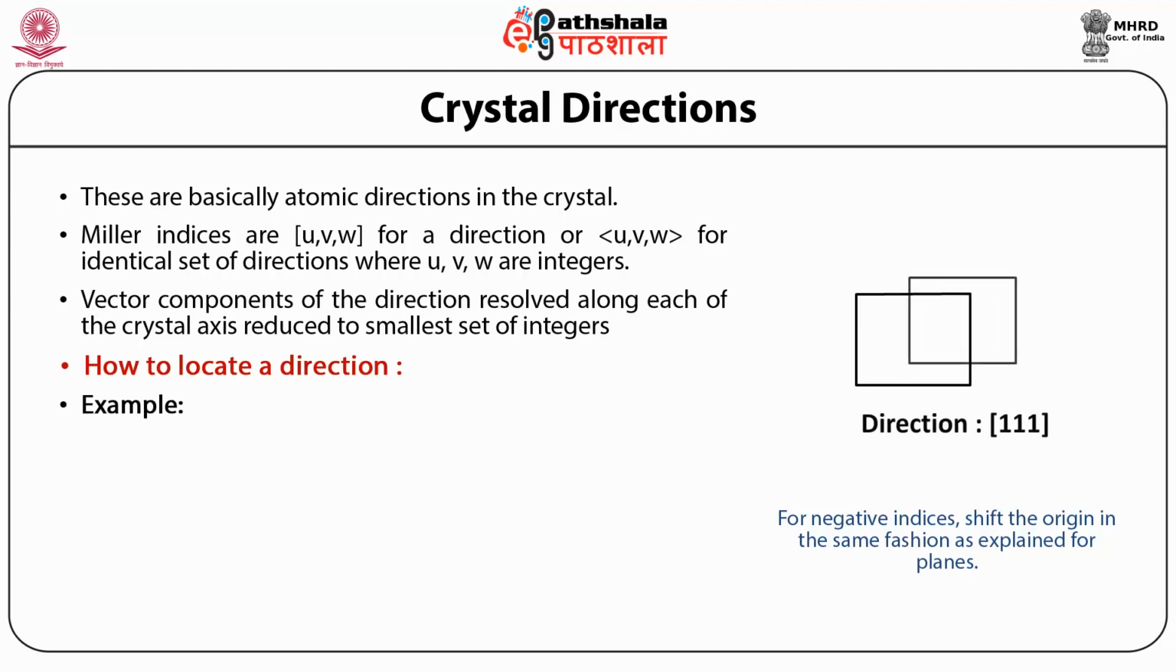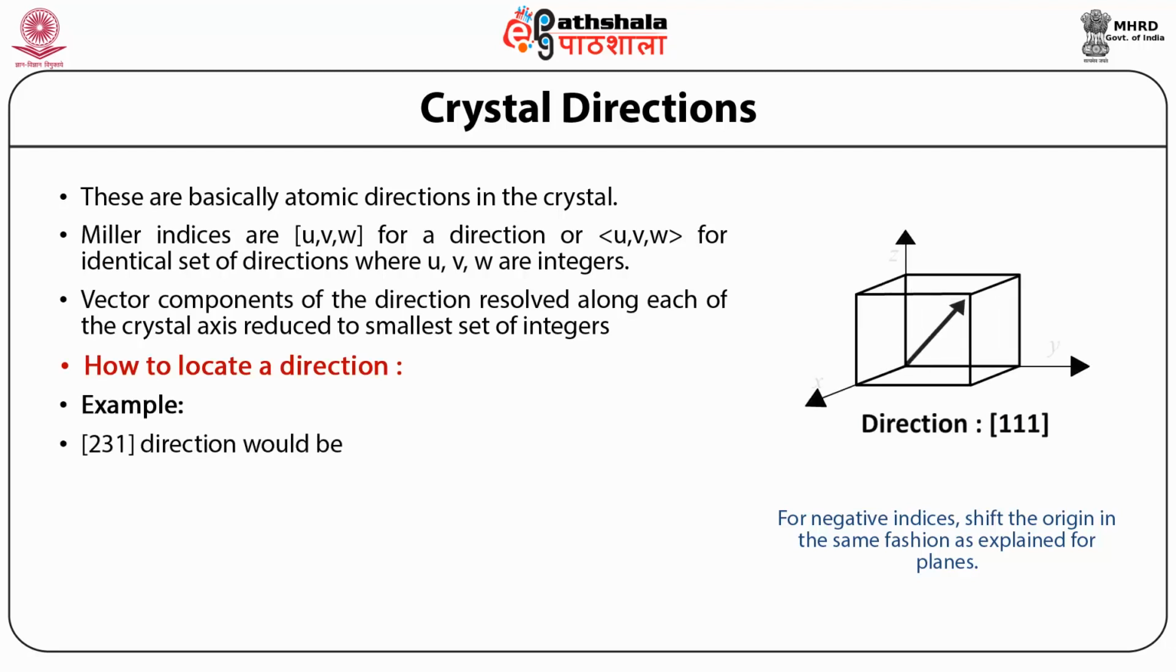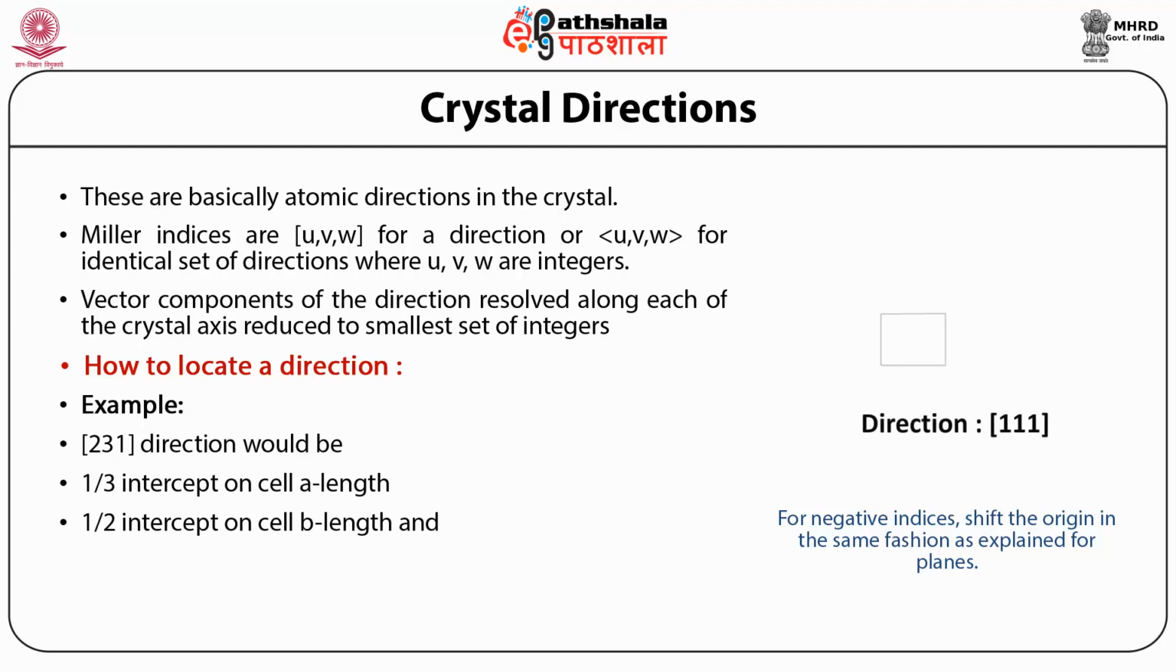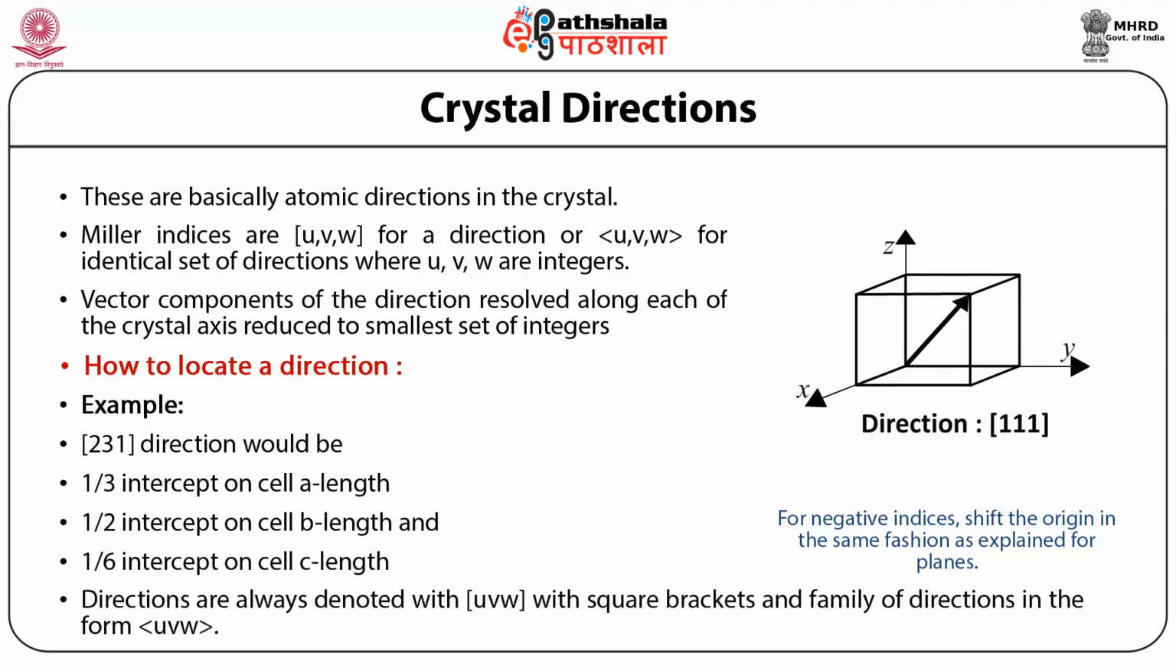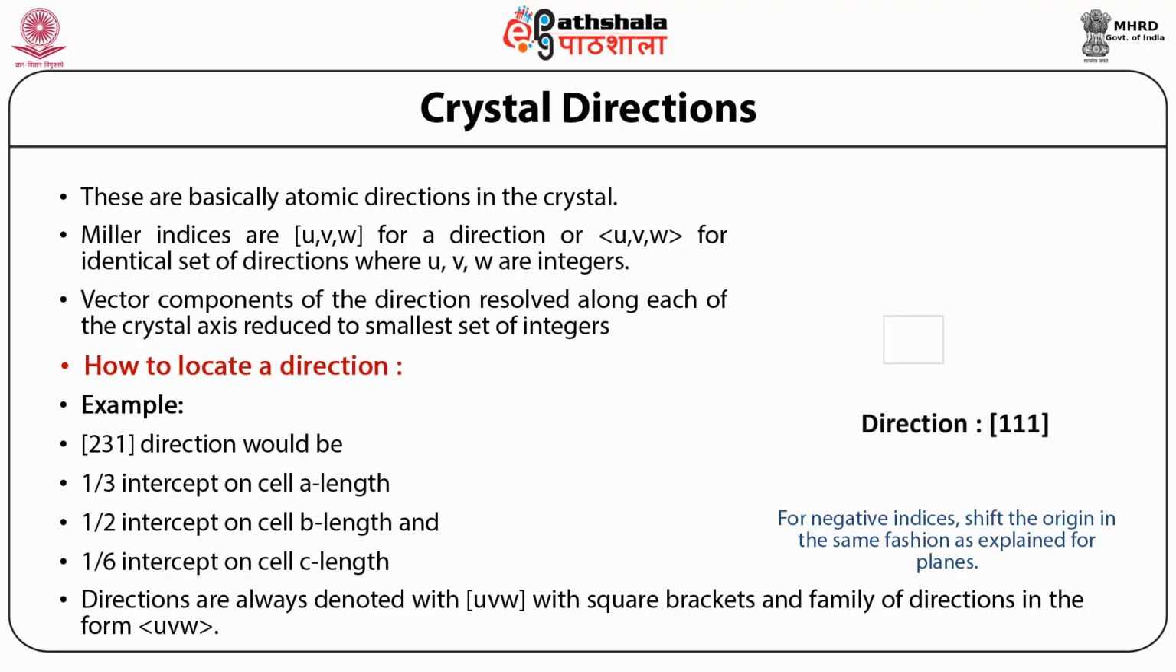So in case of 2 3 1, the direction would be 1 by 3 intercept on a cell length, 1 by 2 intercept on cell B length, and 1 by 6 intercept on cell C length. So the directions are always denoted with UVW in square brackets, and finally the family of directions in the form of triangular brackets with UVW.